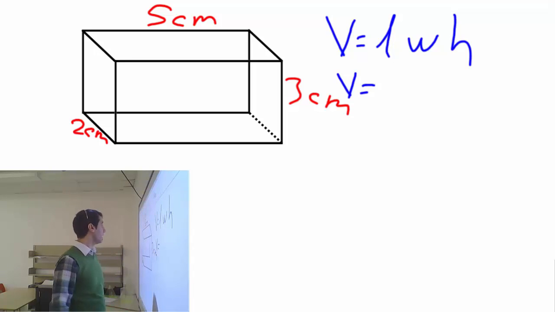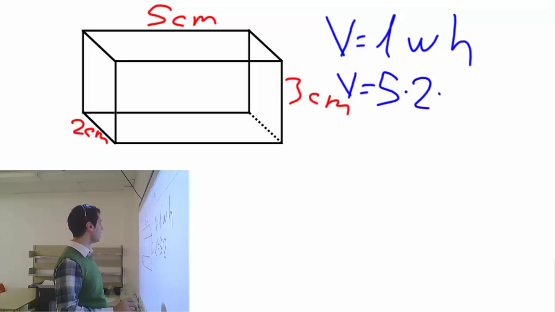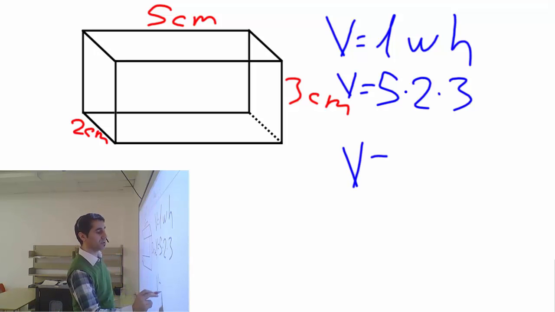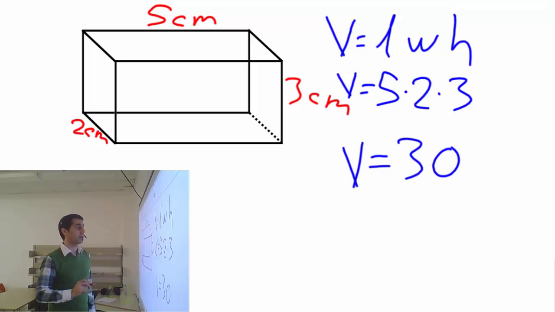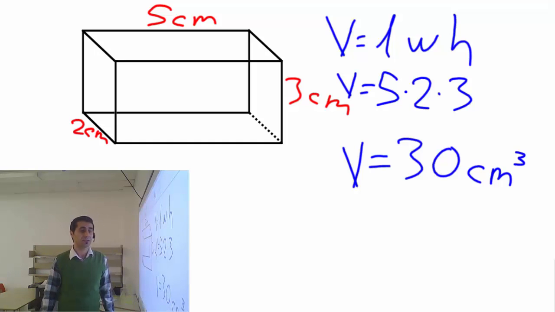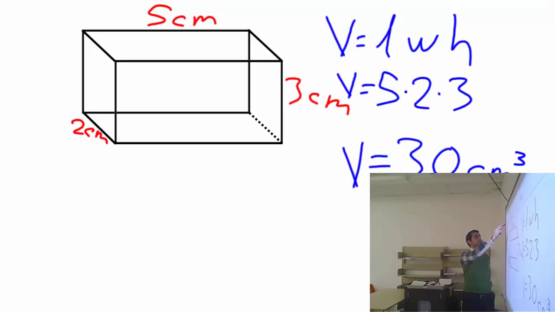Volume equals length, which is 5, times 2 times 3. 5 times 2 is 10, 10 times 3 is 30. Volume equals 30, and don't forget the unit, centimeters, because this is volume, cubic centimeters. So that's how you calculate the volume of a regular prism.